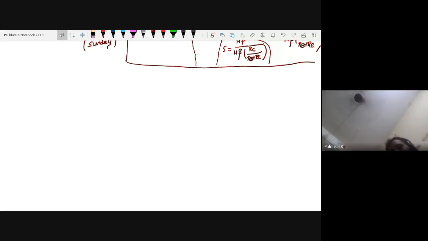First you want to know voltage divider. The other name for this voltage divider is potential. The other name for voltage is potential, right? So voltage divider or potential divider.